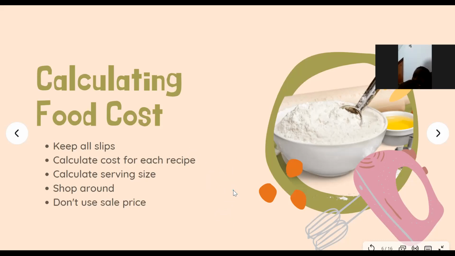And you also want to calculate the serving size. So, it's very well to say this recipe costs 100 Rand, but how many servings are you going to get out of it? What size cake is that? And it's maybe more relevant when you're doing something like biscuits. So you say, okay, the whole recipe costs me 100 Rand to make, but I'm going to get 10 biscuits out of it. So each biscuit is going to cost me 10 Rand.